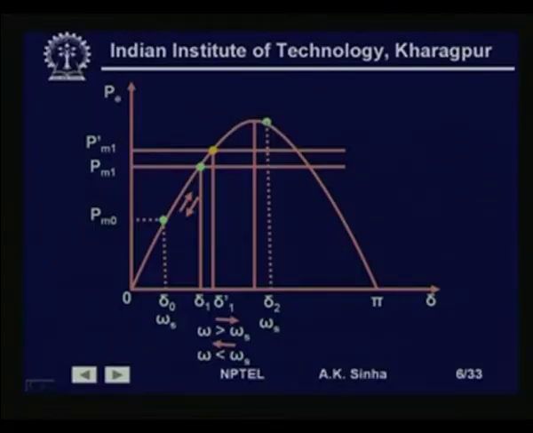So, this is the physical idea of what happens when there is a sudden disturbance which brings out a difference between the mechanical input and the electrical output power of a synchronous machine.